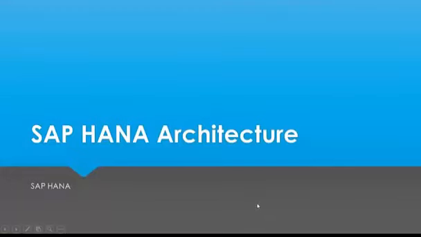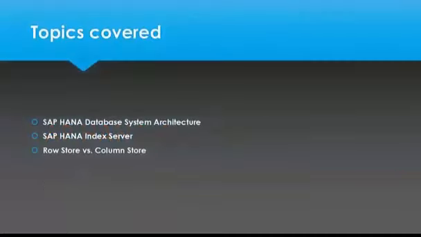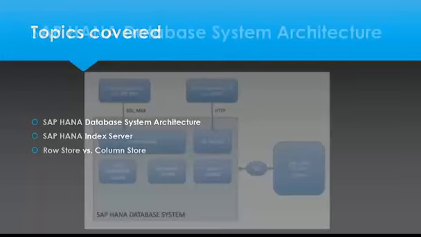Now we are going to cover the topic SAP HANA Architecture. In this session, I'll be showing you the SAP HANA database system architecture, and then I'll be showing you in detail the SAP HANA index server, that's the main server in SAP HANA architecture. And later on, I'll be showing you the difference between row store and column store.